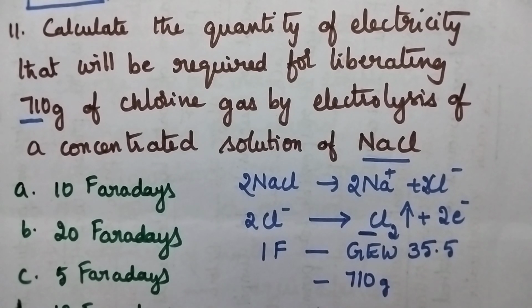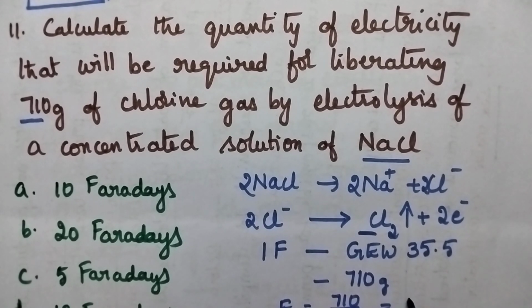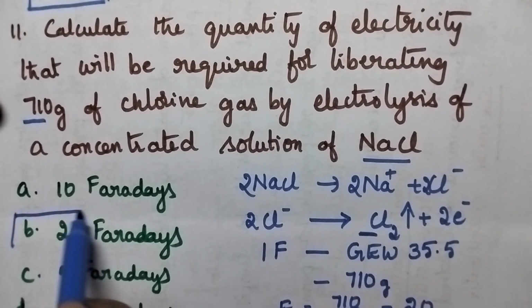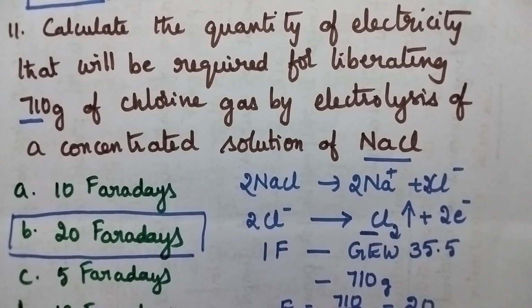So on cross multiplication, the number of Faradays is equal to 710 by 35.5, that is exactly equal to 20. So 20 Faraday of current is required to deposit or liberate 710 gram of chlorine gas. So option B is the right answer.